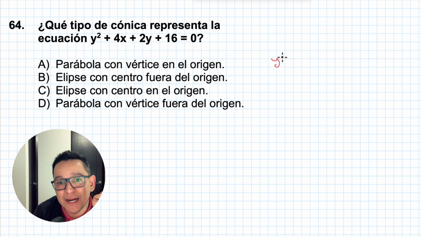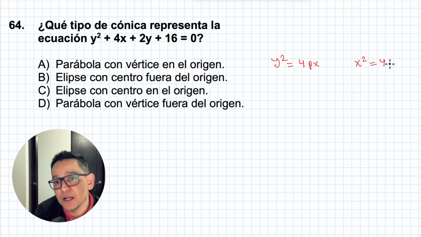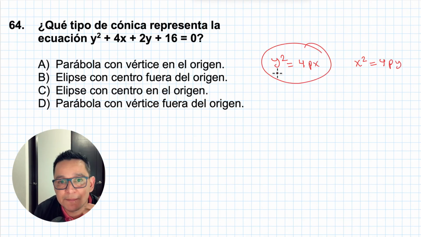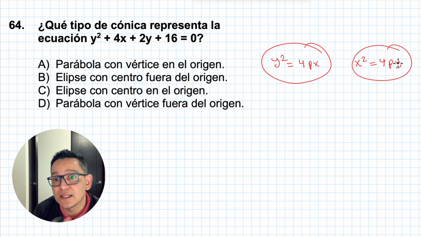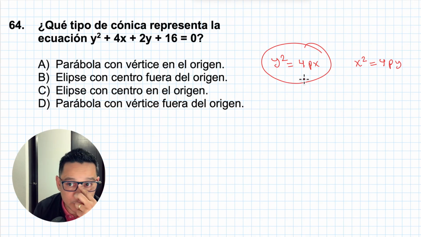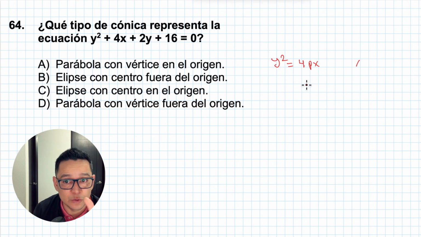In the case of the parabola, the shape could be like this: y squared equals 4px. It could be like this, or it could be like this: x squared equals 4py. As you can see, for example, x and y do not appear together here. Instead, y squared appears and x appears. This is a parabola with its vertex at the origin. Here, x squared appears and y appears, but x and y do not appear together at the same time. Therefore, this is not a parabola with its vertex at the origin. It's not that, because it doesn't have all the elements that I just saw there.